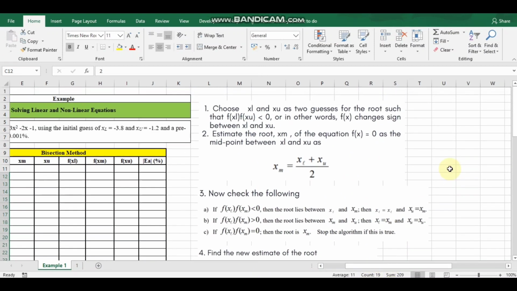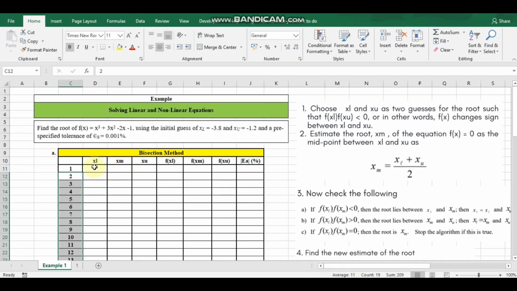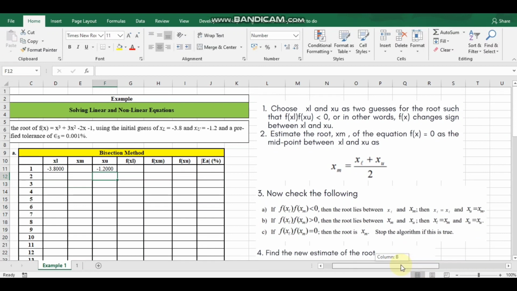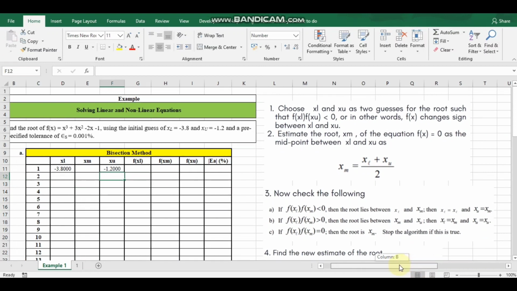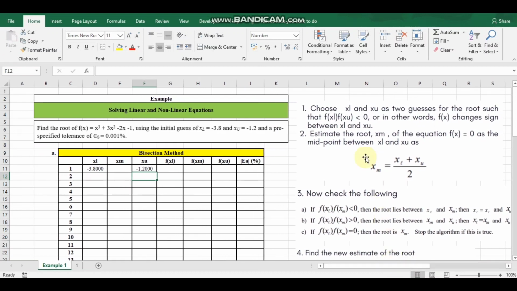Now, let's check the steps. Step 1 is to choose the XL and XU such that the product of their function values is less than 0. The given values satisfy this, so let's type them: negative 3.8 for XL, and for XU is negative 1.2. Next, step 2 is to estimate the root XM, where f of x is equal to 0, as the midpoint between XL and XU. So our XM will be equal to XL plus XU divided by 2.